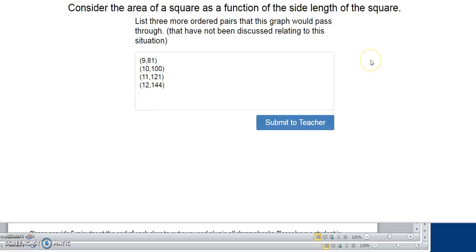So I would like you to list a couple more ordered pairs that the graph would pass through. (9, 81), (10, 100), (11, 121), (12, 144), and whatever we have for x, you're going to have x raised to the second power. Awesome. Let's keep going.